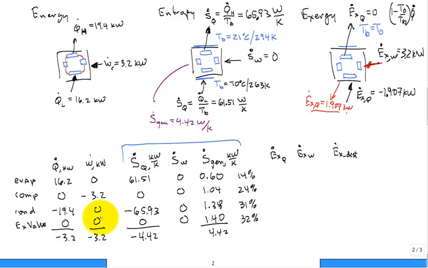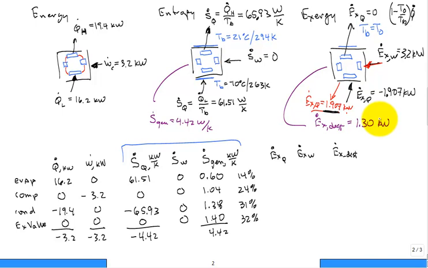Okay, maybe I should have also said up here, if you're bringing in 3.2 and you're taking out where you want 1.9, what is the difference? And that difference, let me see about trying to write it right here, that difference will be my exergy destruction rate. And for this problem, you just take 3.2, subtract off 1.9, and you get 1.30. What units are those? Kilowatts. That's my rate of exergy destruction within this system.